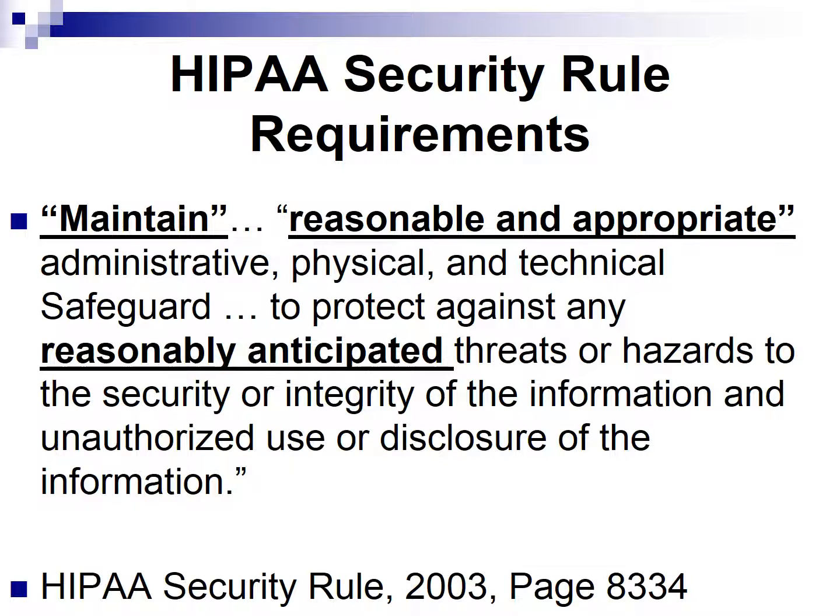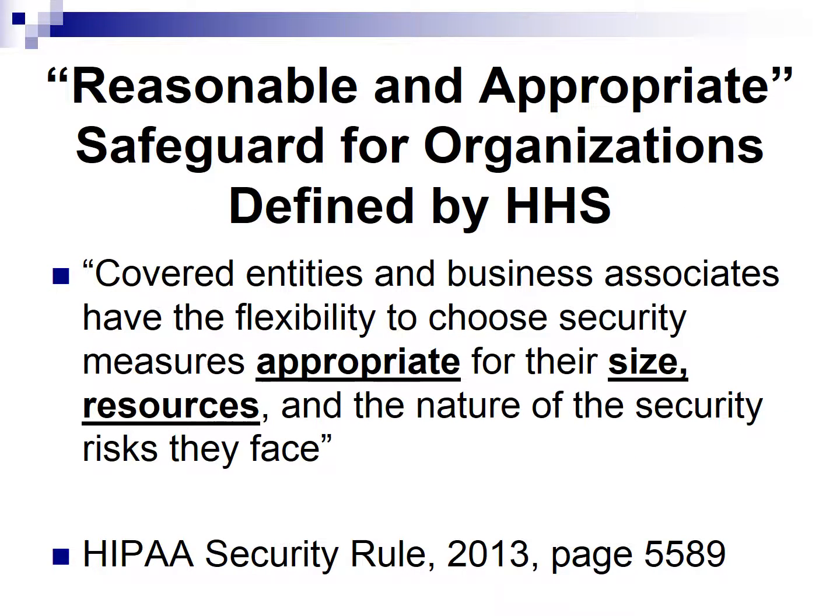The HIPAA security rule requirements are straightforward. Organizations are required to maintain reasonable and appropriate administrative, physical, and technical safeguards to protect against reasonably anticipated threats or hazards. The HIPAA security rule, updated in 2013, clearly states that business associates and covered entities have the flexibility to choose security measures appropriate for their size and resources.